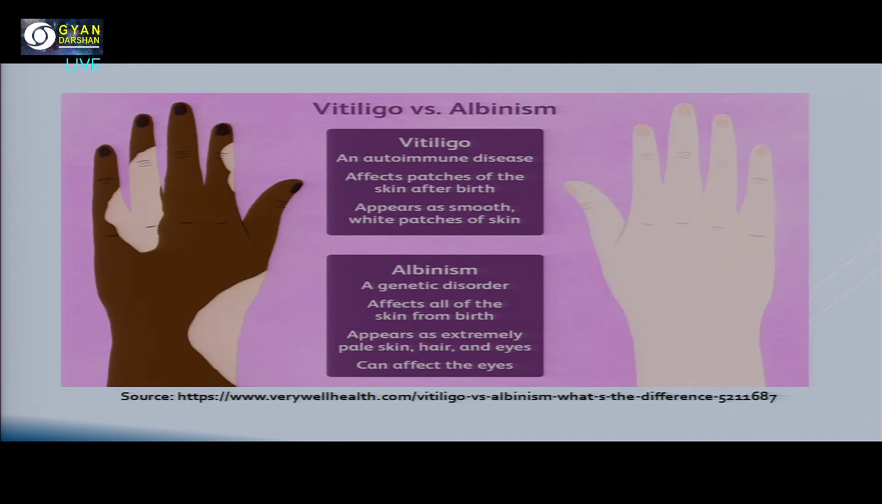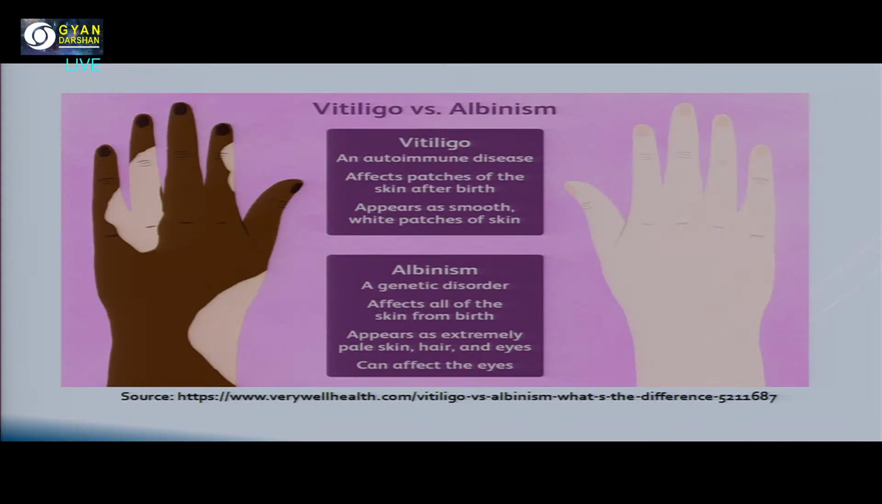There are two kinds of problems we usually see: vitiligo and albinism. Vitiligo is an autoimmune disease which affects as patches of white skin over your normal skin color. In vitiligo, we have white color and normal skin color, and it appears as a smooth white patch. But in case of albinism, your total body is white color, including your hair. In vitiligo, your hair is not affected. So these are two skin problems one needs to differentiate nicely.